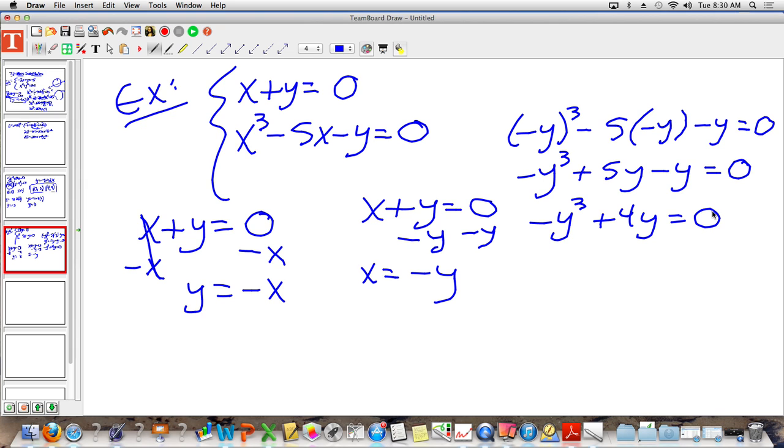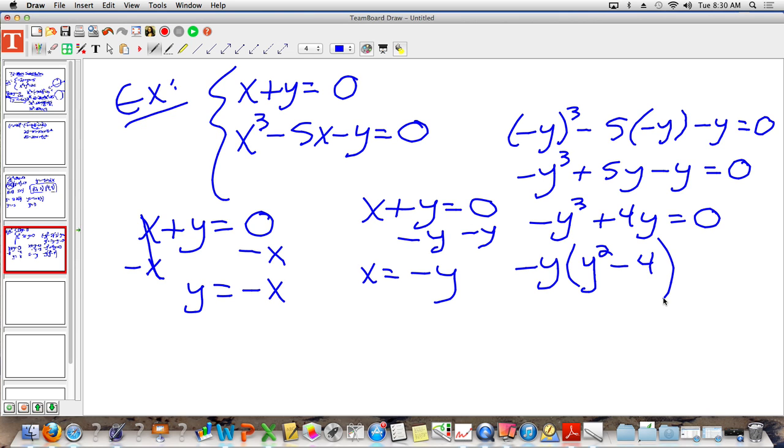What can I factor out now? You could factor out a y. Yeah. And I'm actually going to factor out a negative y. Then I can get rid of that negative out in front of our term that has the highest degree. So if I factor out a negative y, what is that going to leave me with? Y squared minus 4. Very nice.